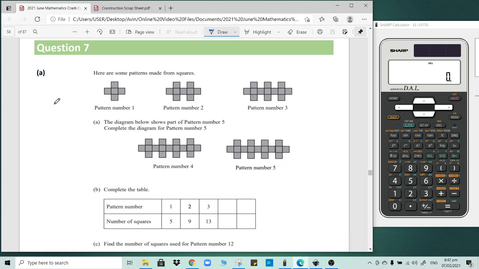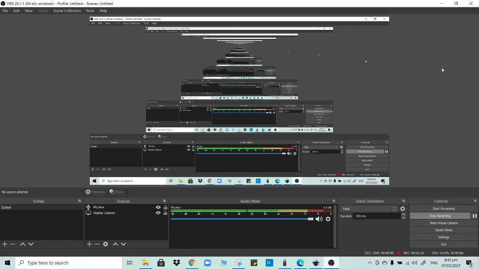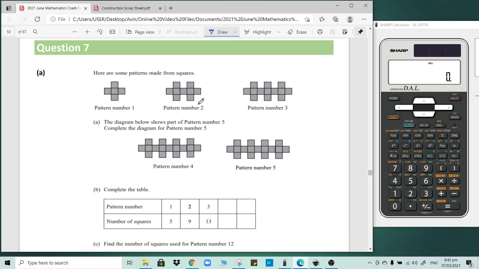Here we have a pattern. It's a pretty straightforward scenario. Pattern 1 has how many blocks? 1, 2, 3, 4, 5. You notice that they have the 5 blocks here. Great. In pattern 2, if you count up the blocks, you have 1, 2, 3, 4, 5, 6, 7, 8, 9. And that is exactly what they have here.